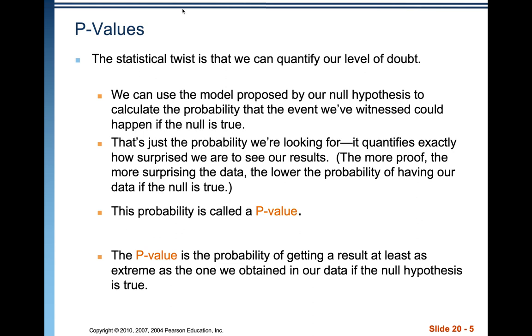A p-value is the probability of getting a result at least as extreme as the one we obtained in our data if the null hypothesis is true. So since our goal is to reject the null hypothesis, we don't want this probability to be high. You kind of almost want to think of it as the percent of doubt left in our mind. So we want it to be low. We want an extremely low percent of doubt.